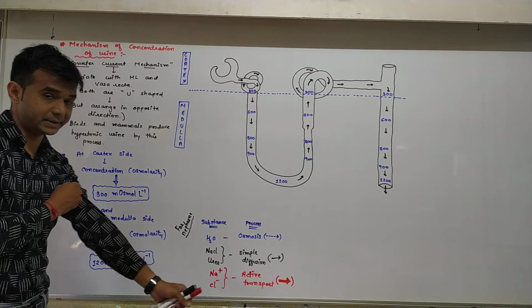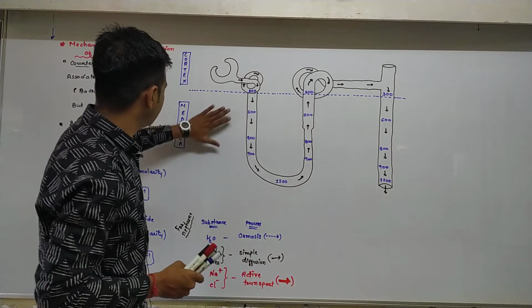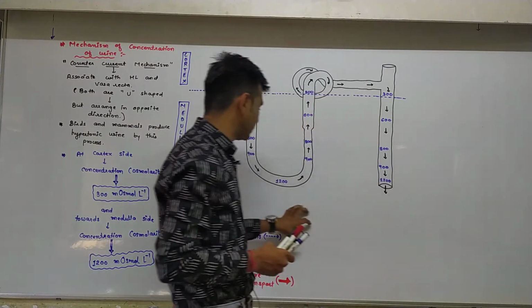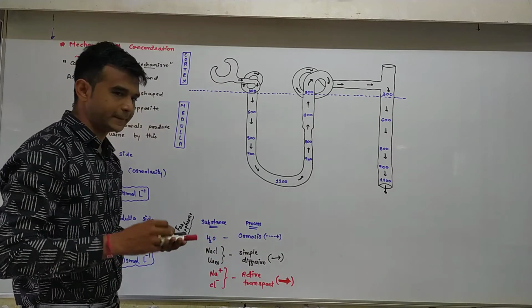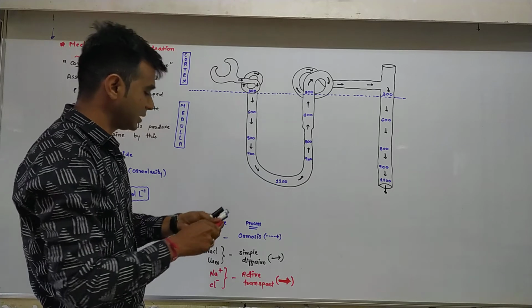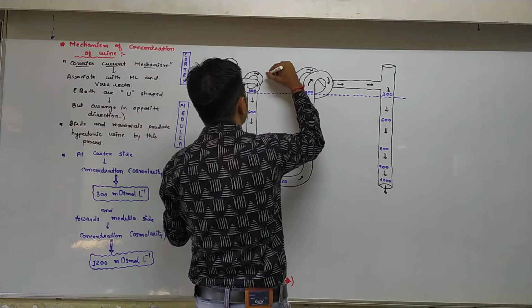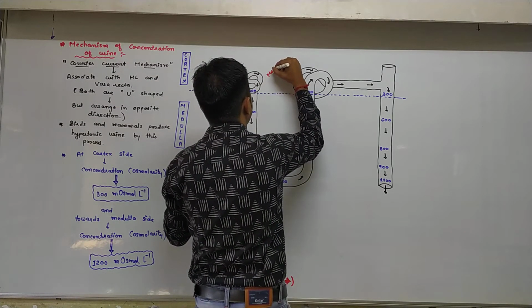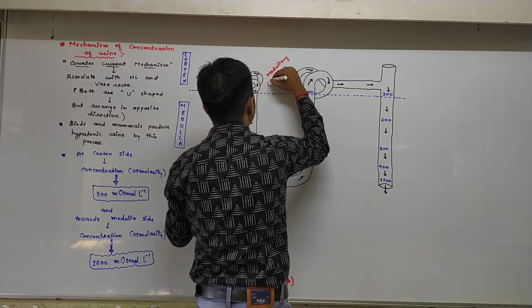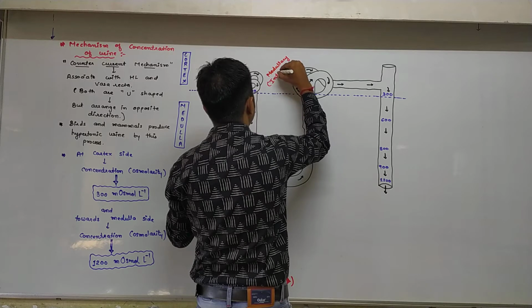Now see, here the white portion is known as medullary fluid. That labeling I can write here: medullary or interstitial fluid.